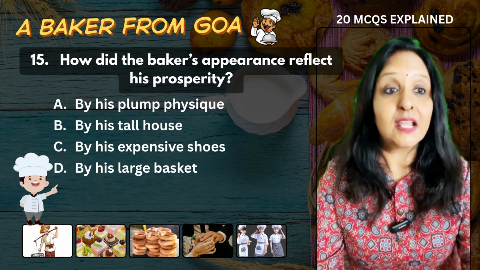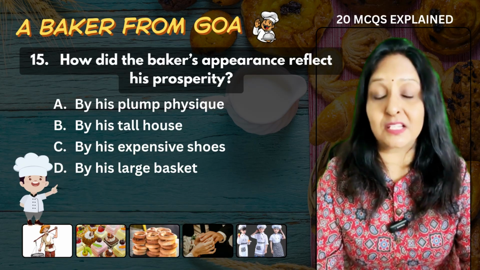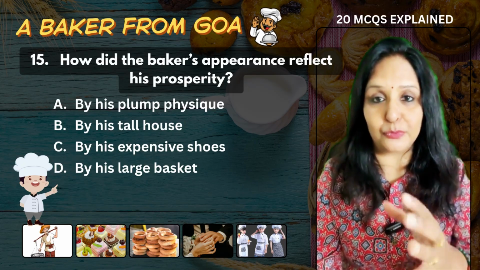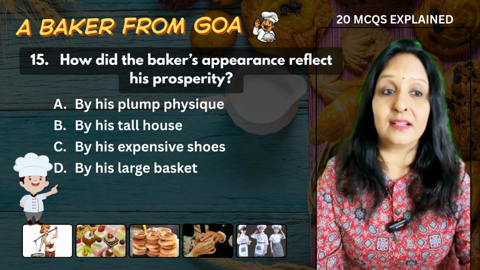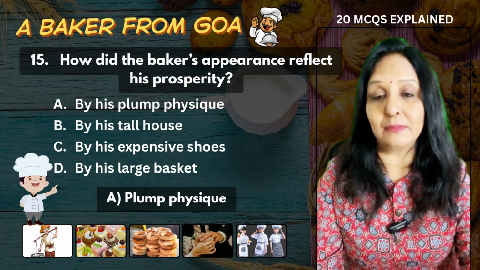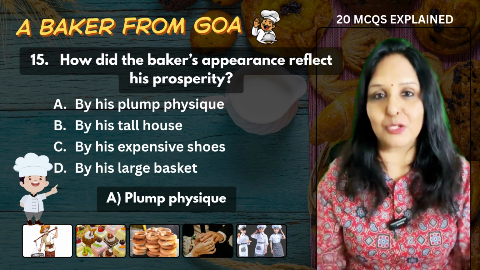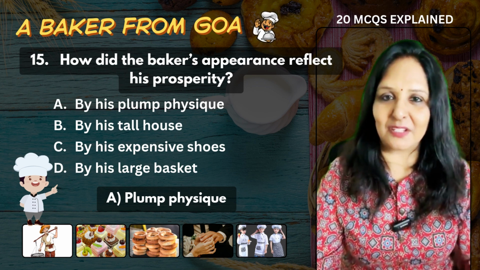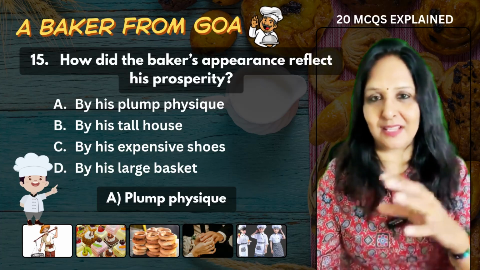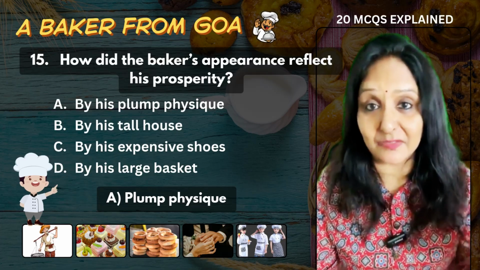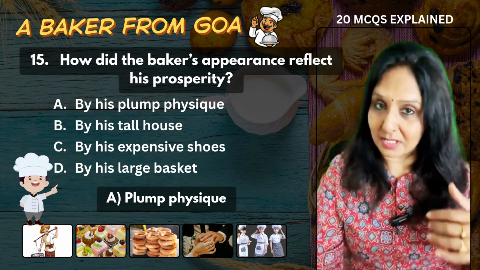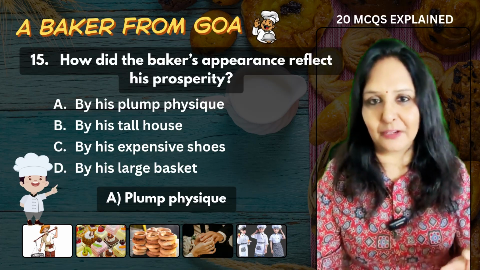Now, question 15. How did the baker's appearance reflect his prosperity? So how would you know, looking at a baker, that he was prosperous? So the answer is option A, by his plump physique. He used to be really chubby because all the cakes and breads and everything that were remaining, they would consume it because at that time they didn't have refrigerators probably.